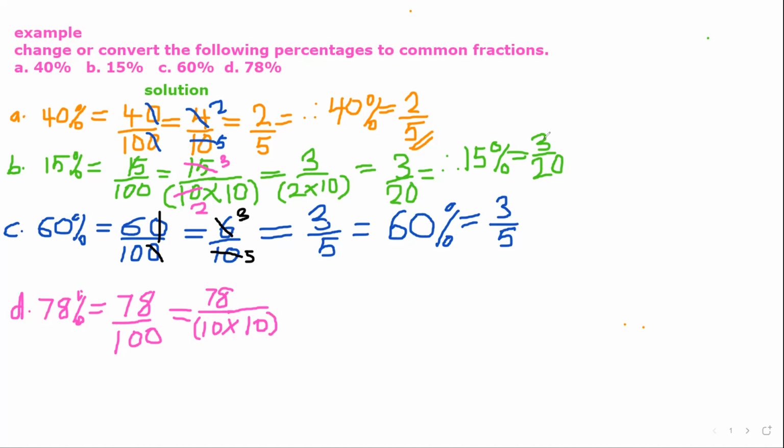Now with the 2 canceling 78, you use long division to solve that one. Okay, let me work it quickly here. We have the 78 here.